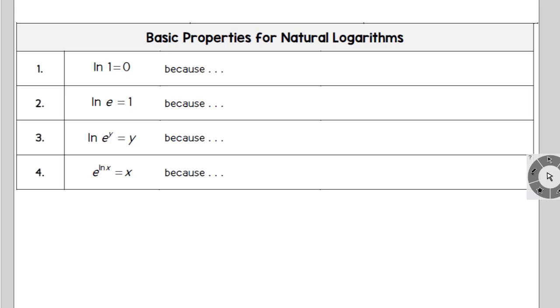Okay, so these rules are regarding natural log, but they work pretty much the same way. Remember with natural log, the base is e. So we say natural log of 1 is equal to 0 because this asks, what do we raise e to in order to get 1? Well, e to the 0 is equal to 1. Then natural log of e is 1. Why? This asks, what do we raise e to get e? e to the 1 is e.